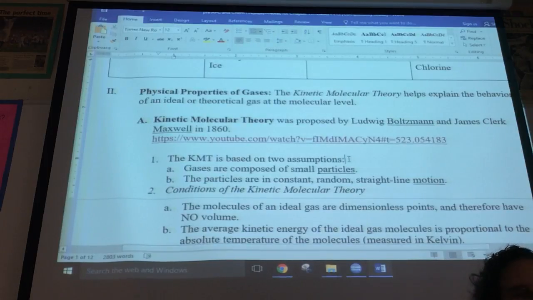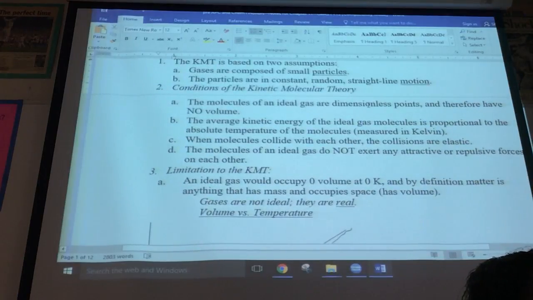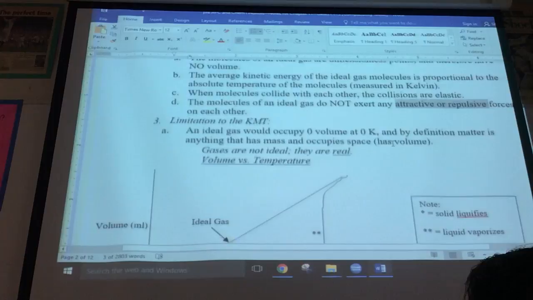All right. In regard to the kinetic molecular theory, a lot of what he said is listed in your notes. Gases are made up of very small particles that move in a random straight line fashion. He mentioned the fact that they are dimensionless points, so they're not big like marbles as he initially depicted. You'll see that the average kinetic energy is proportional to the temperature, and you'll see this has to be measured in Kelvin. That'll be critical in this chapter. He talked about elastic collisions as opposed to inelastic collisions, and also that there are no attractive or repulsive forces.